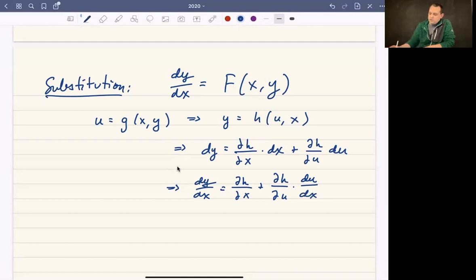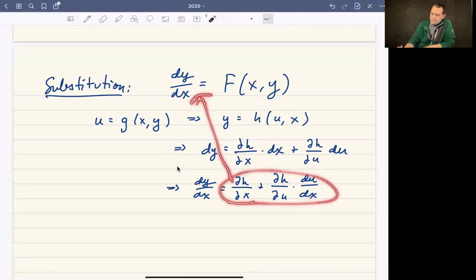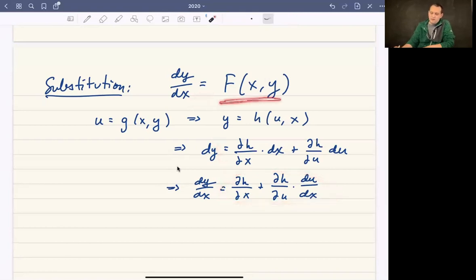Once you have this, you can substitute it for your left side. Then somehow you have to make a choice of what your substitution is going to be, and you substitute that on the right side. Hopefully this becomes separable or linear or some sort of differential equation that we can handle. But this is the general process.